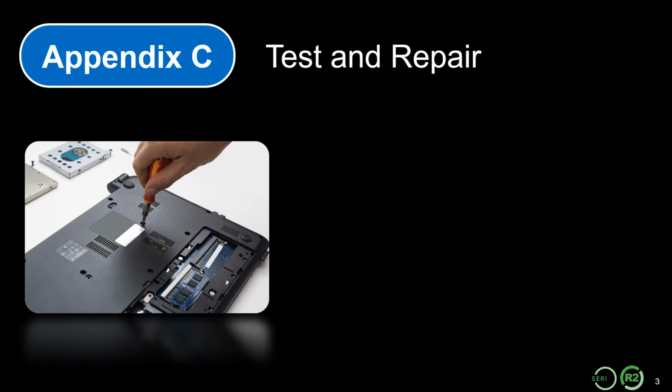Appendix C defines the requirements for all electronics test and repair activities, as well as the verification of the device condition and level of functionality. The requirements of Appendix C are an essential component for those R2 facilities that wish to conduct test and repair operations internally rather than outsourcing those activities to an outside vendor.